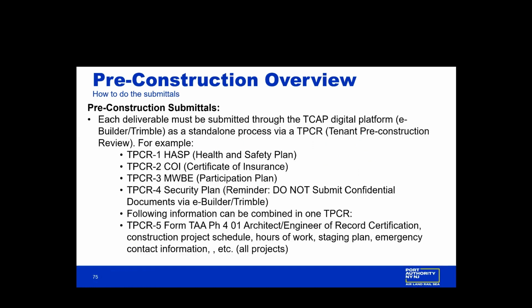We had some slides here. An example is if you are submitting your HASP, you'll submit it as one process. If you're submitting your certificate of insurance, that's process number 2, your MWBE as process number 3, and your security plan as TPCR 4. Please remember, do not submit any confidential documents via eBuilder or Trimble. If you have to submit any confidential documents, please talk to your REO before submitting them.